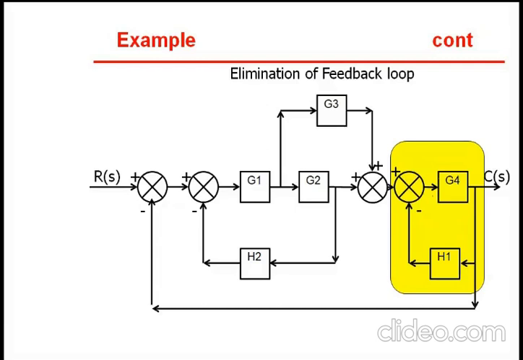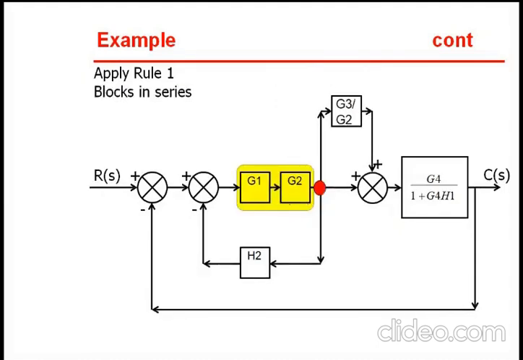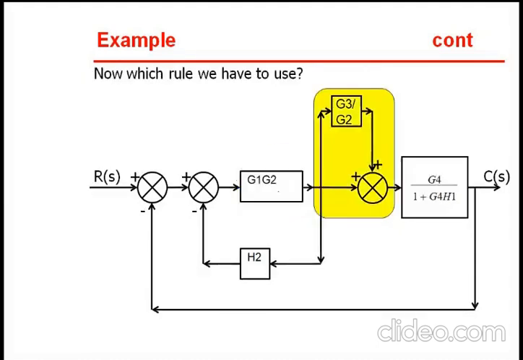So after splitting, directly you eliminate this H1. Then after that, if you observe this one, to go to the next step, I am just moving this takeoff point from here to here. Then these two become a series combination, and the resultant of this series combination will become this one. Now if you observe, these two are in feedback. Here nothing is there, which means we take the value as 1. So the resultant of this will become 1 plus G2 by G3.